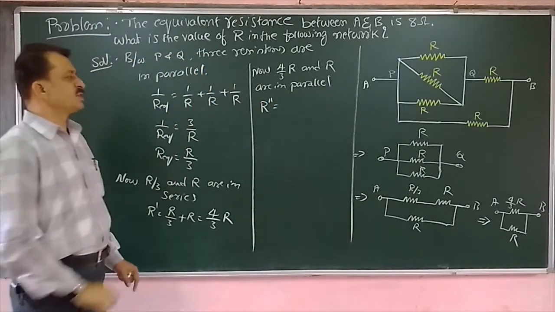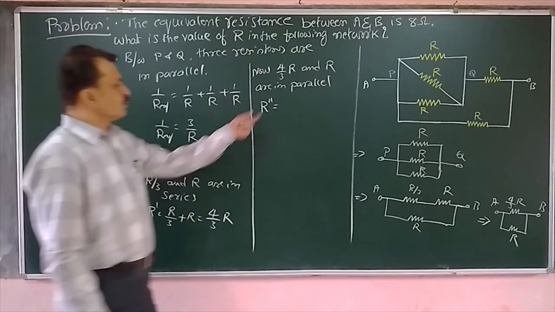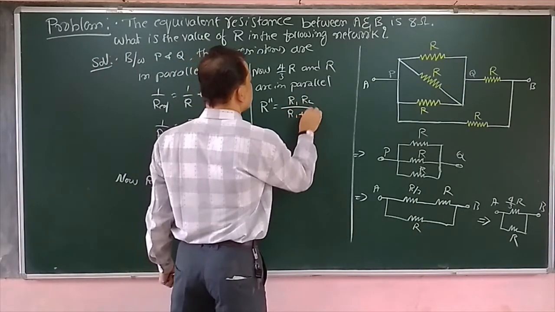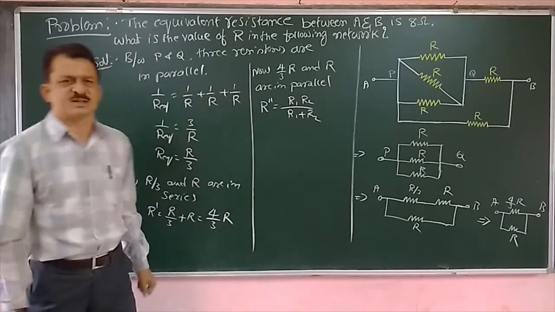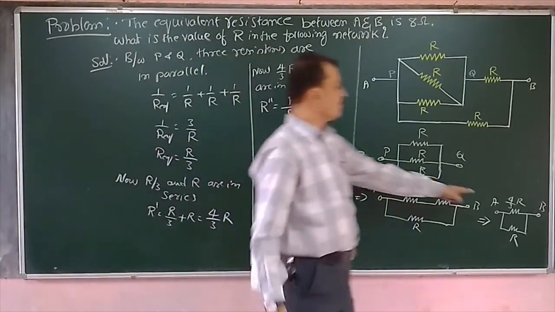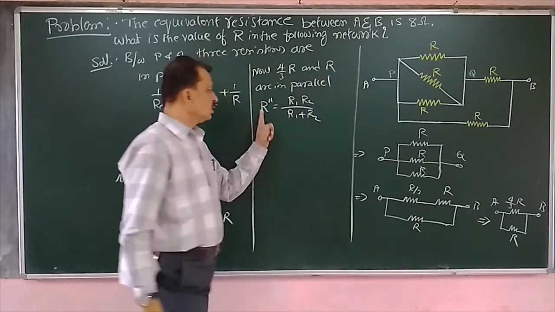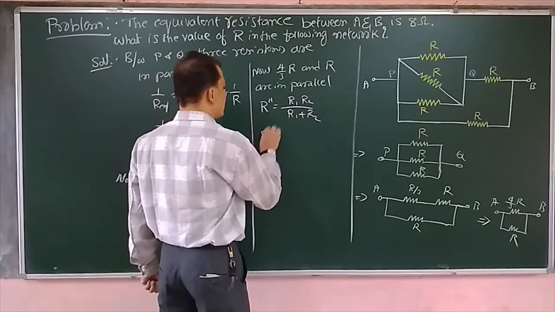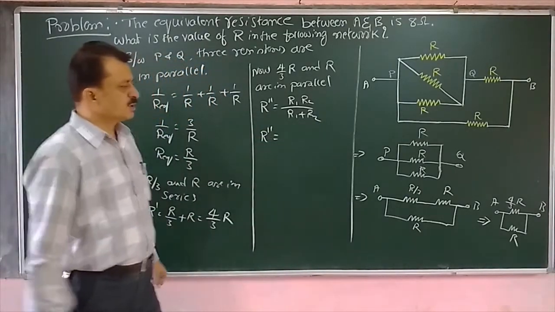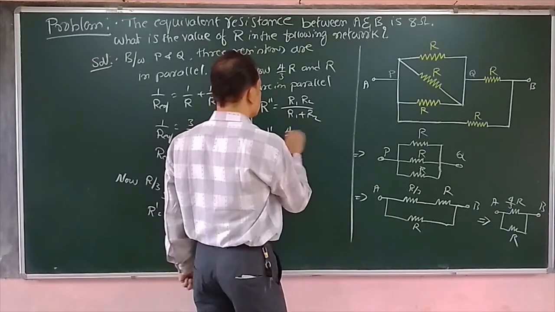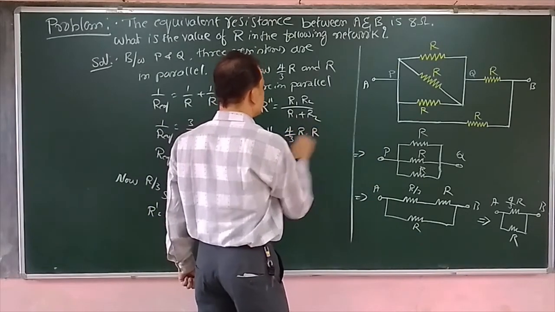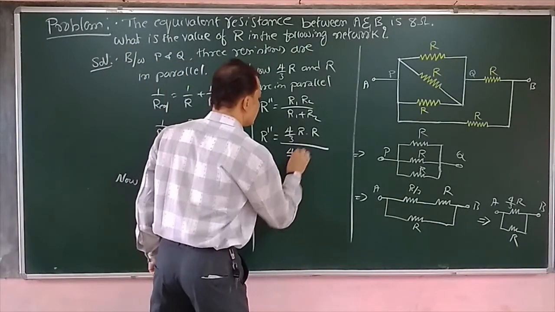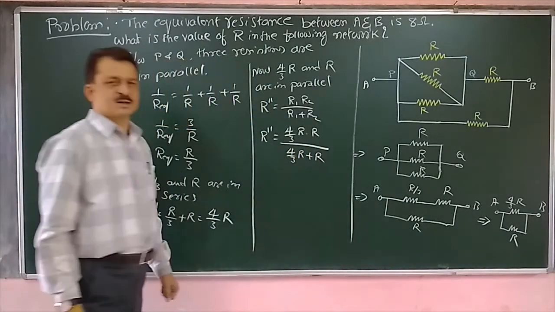Their equivalent R double dash is equal to, so I will use the general formula, that is R1 R2 divided by R1 plus R2. Since we are having only two resistors, we can use this formula. R double dash is equal to R1 R2 divided by R1 plus R2. So R1 is 4/3 R, and R2 is R, divided by 4/3 R plus R. Clear?